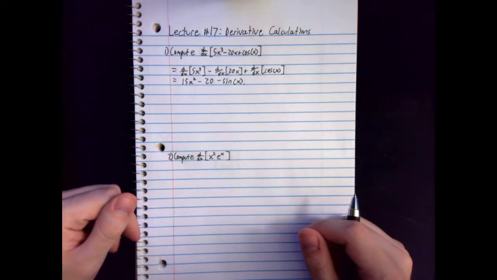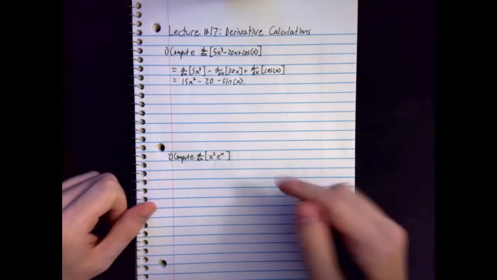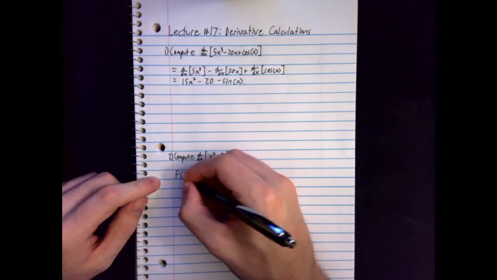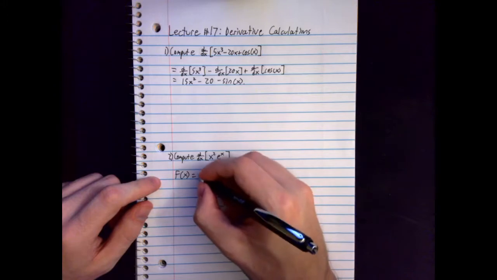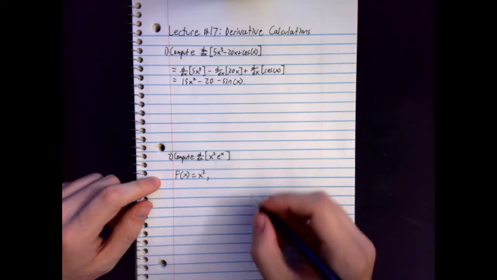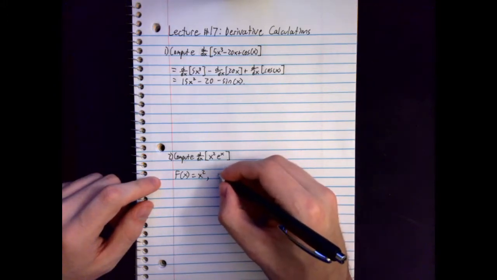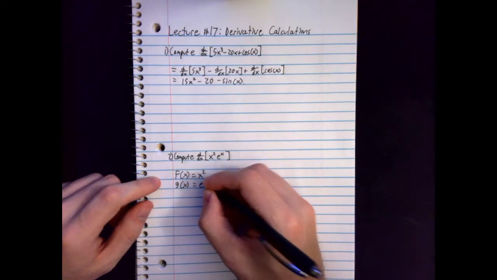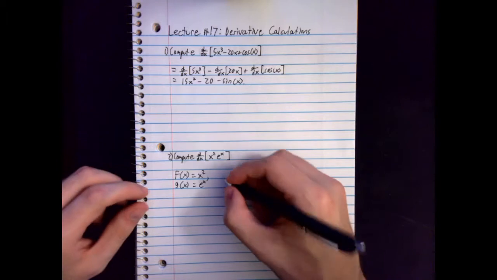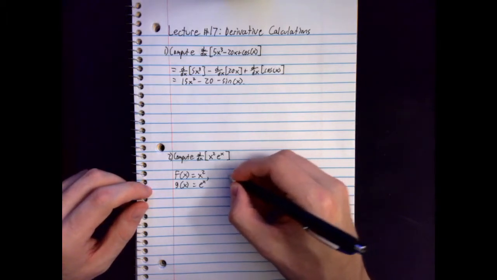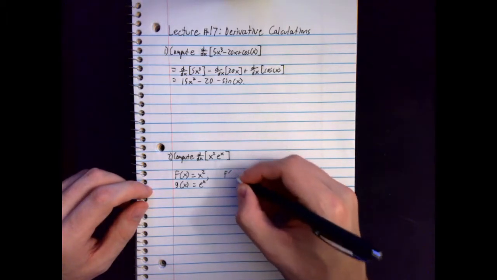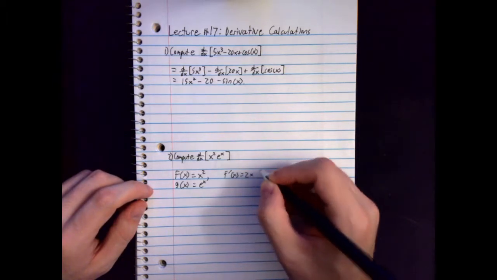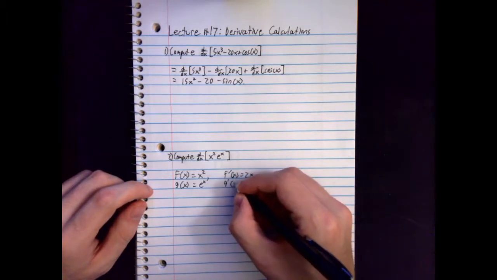Okay, so for the second one, I have a product of functions. So I need to use the product rule in order to differentiate this. So let's do f of x equal to x squared, and g of x equals e to the x. So we're just going to give names to each of these, and then we compute the derivatives individually. So f prime of x is going to be 2x. g prime of x is just e to the x.